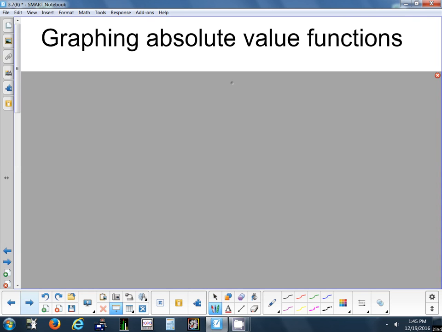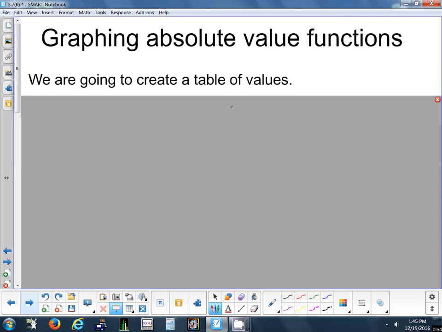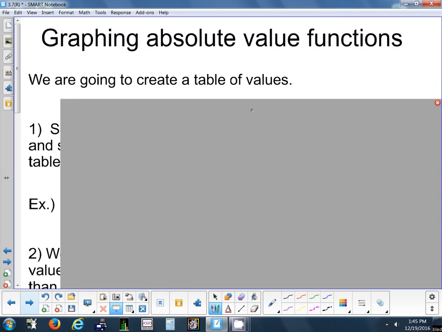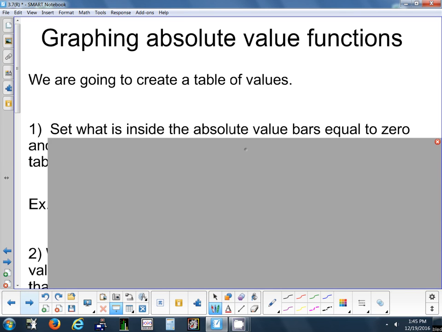All right, so to graph an absolute value function, you need 5 points. Okay, we're going to find 5 points. And what we're going to do is create a table. Okay, do they have an outline of the steps, Mr. Roy? They have to write them in this table. They don't have to write, we're going to create a table, but they have to write the steps.